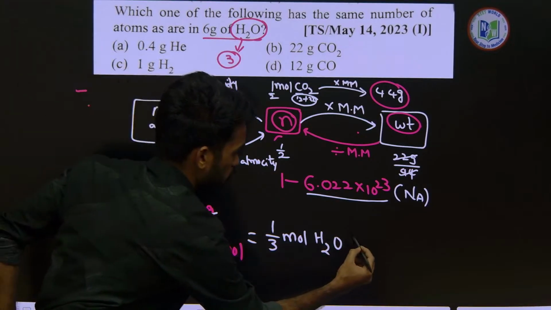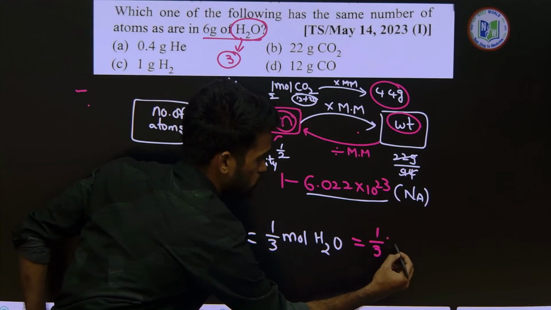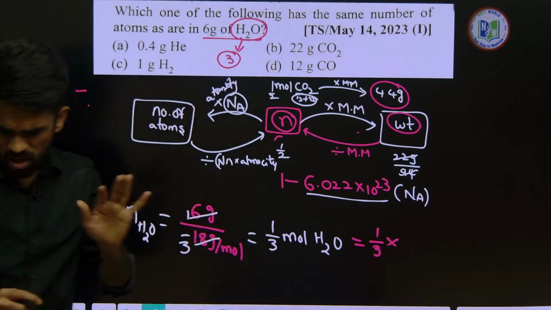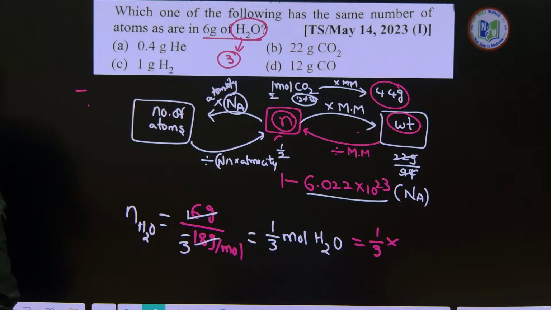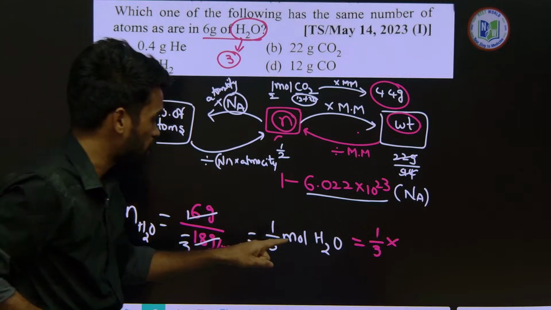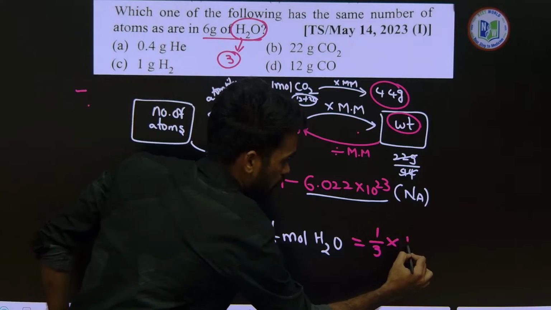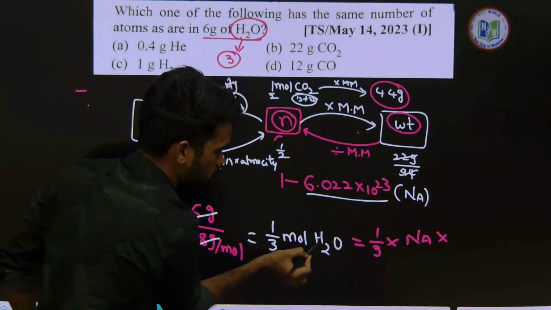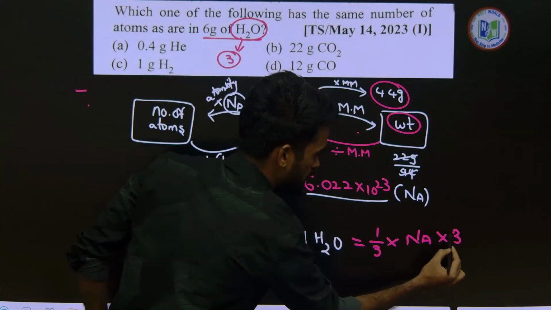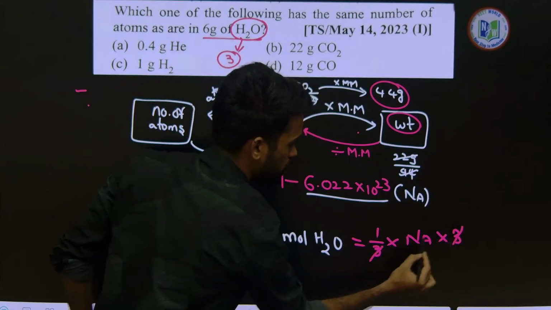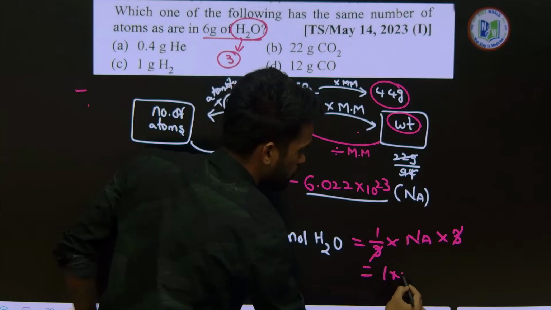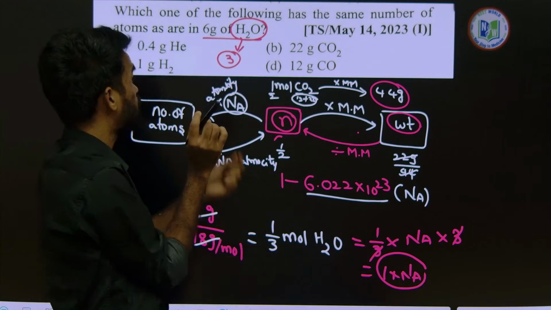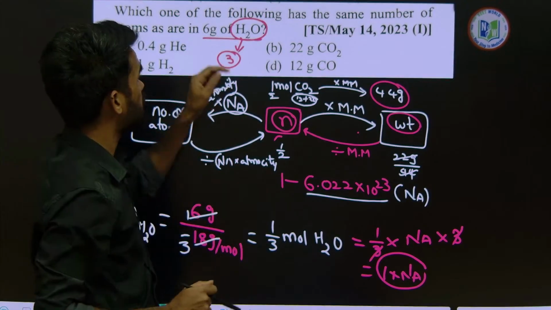Now what they are asking is which of these has the same number of atoms as in the water. So 1/3 into, in 1 mole of water we have Avogadro number of water molecules, multiplied with the atomicity, which is 3. So multiply with 3. The 3 cancels, so you get 1 into Na. This many atoms are there in 6 grams of water.